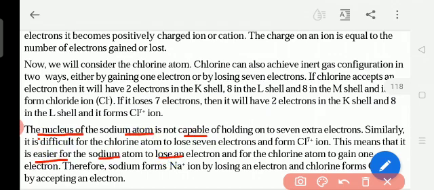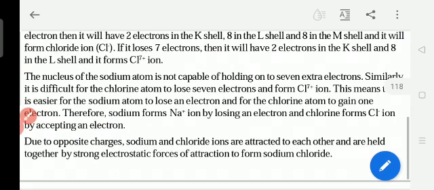Okay. So if it loses 7 electrons, losing, it gets the positive charge or cation. If it is gaining, it gets the negative charge or anion. Then it will have 2 electrons in the K shell and 8 in the L shell. It forms a Cl. How many electrons it is losing and gaining, that charge it gets here. Okay.